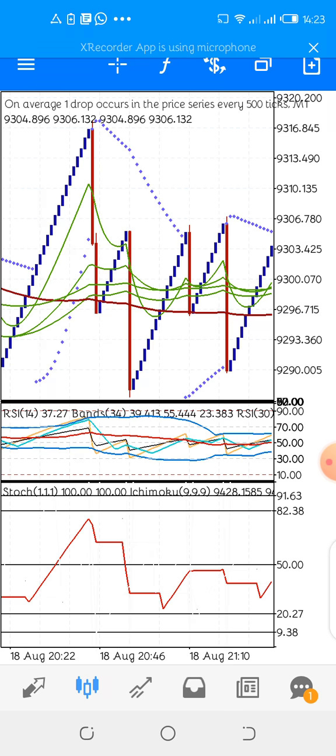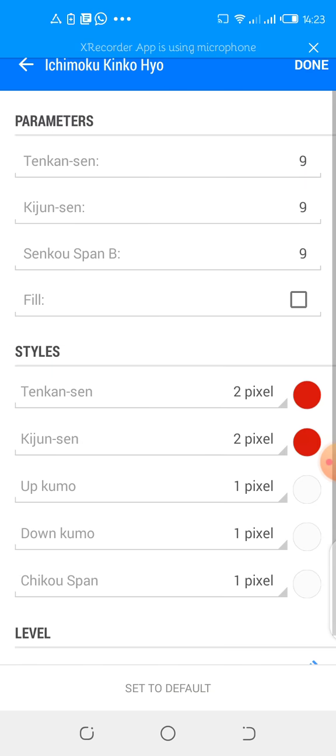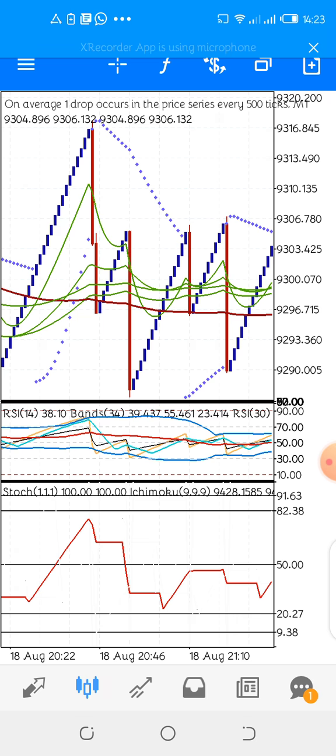So then the last one is the Ichimoku. The Tenkan-sen, Kijun-sen, and Senkou are set to 9. The first two, the Tenkan-sen and Kijun-sen, you put your own color, and the others are set to the same color as the background. Okay, and we are done.